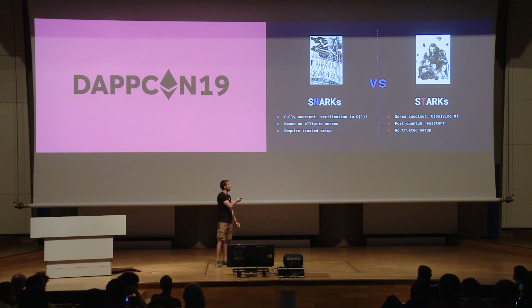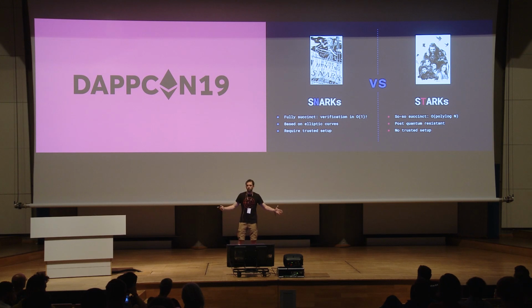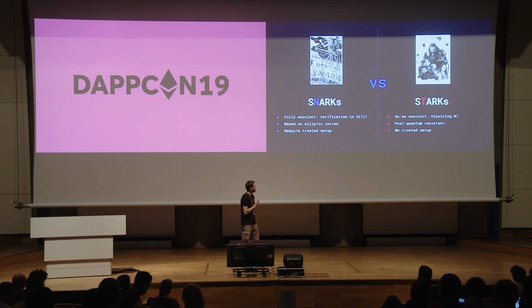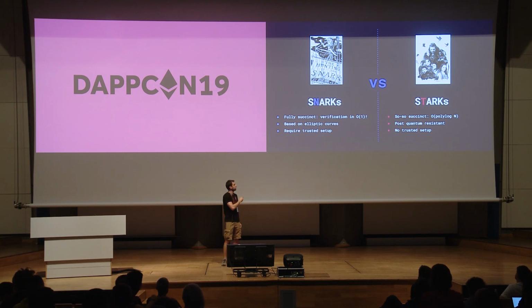STARKs have polylogarithmic complexity of verification and proof sizes. So the comparable STARK proof will be on the order of 100 kilobytes, which, if you use it for blockchains, will consume almost entirely the gas limit of a block, which is not so cool. But they have an upside. They are post-quantum resistant, which may or may not be important, because if we have quantum computers, we're screwed anyway. But they don't require a trusted setup, which SNARKs require, because they are based on elliptic curve pairings. And the trusted setup is a nuisance.